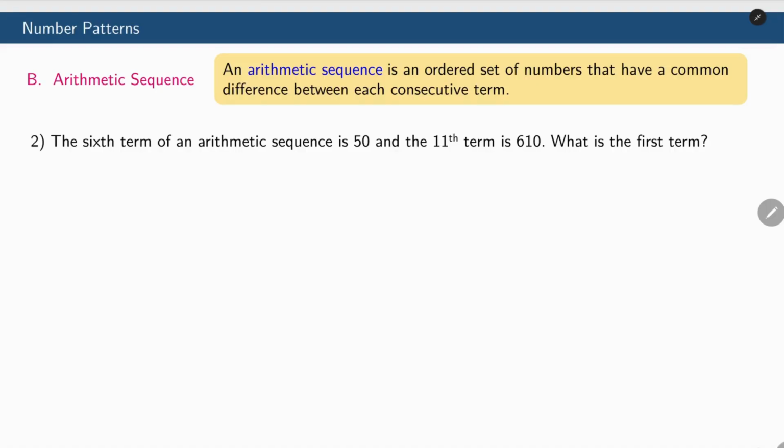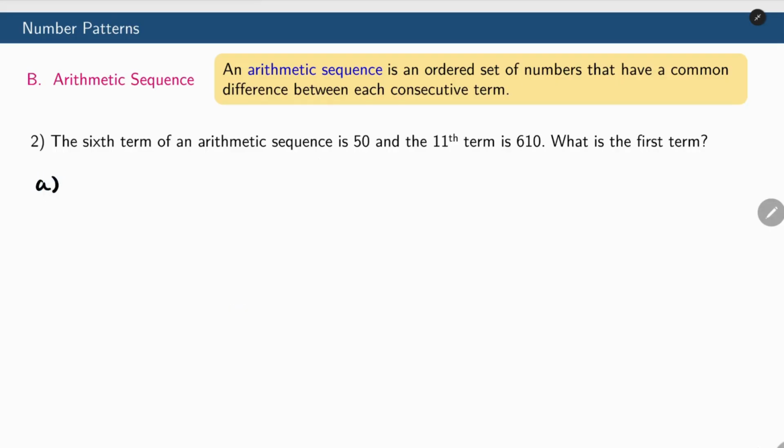Next problem. The 6th term of an arithmetic sequence is 50 and the 11th term is 610. What is the first term? I will offer you two solutions in solving this one. The first solution is this one. We are being given the 6th term and the 11th term.